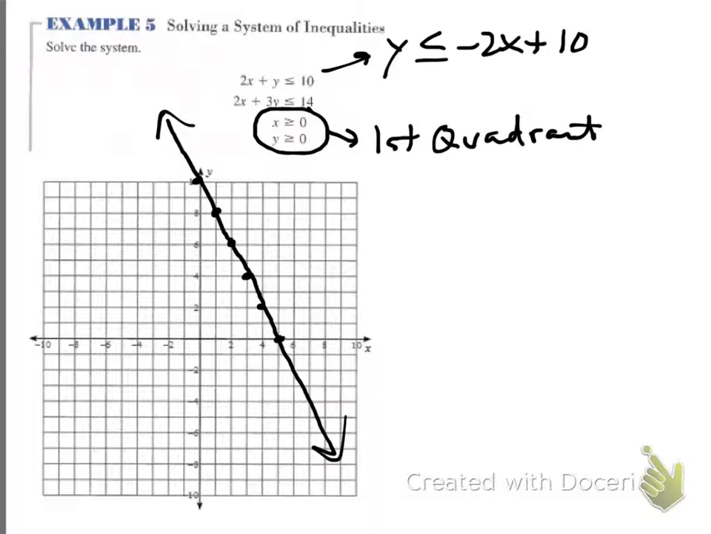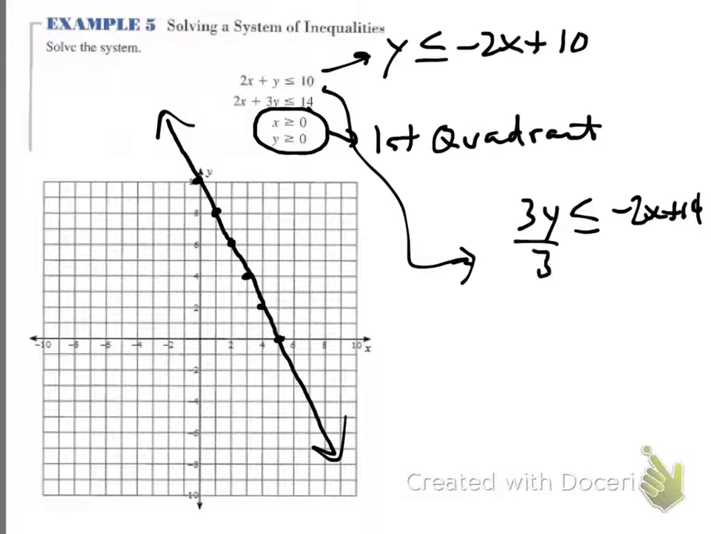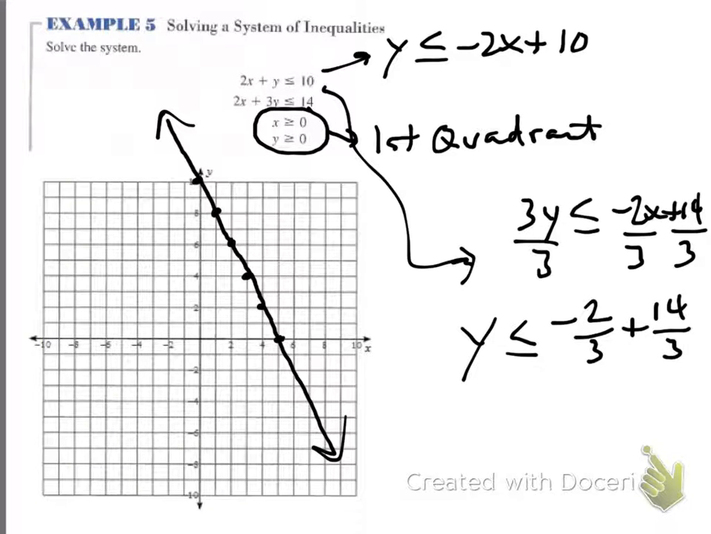So here we have 3y less than or equal to negative 2x plus 14. Divide everything by 3. So y is less than or equal to negative 2/3 x plus 14/3. So 14/3, that's 4 2/3. So that's right about there.